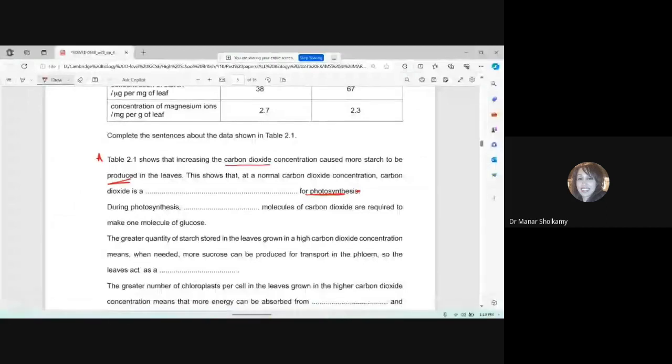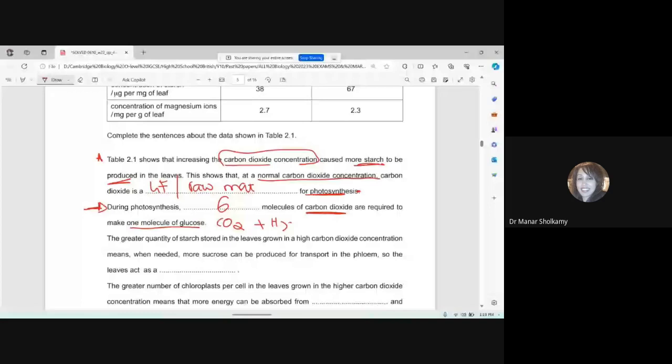So increasing the carbon dioxide concentration will create more starch, meaning that more CO2 means more photosynthesis. This shows that at a normal carbon dioxide concentration, carbon dioxide is either a limiting factor or a raw material. They're both correct. Okay. During photosynthesis, dash molecules of carbon dioxide are required to make one molecule of glucose. How many molecules of carbon dioxide are needed? 6. Correct.